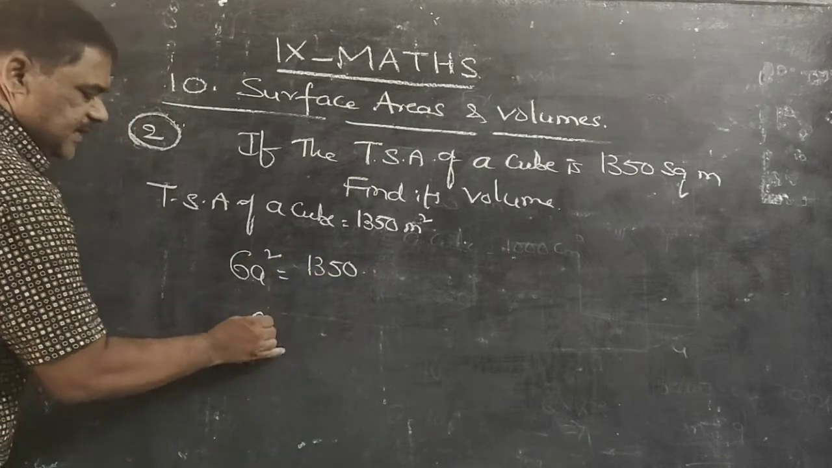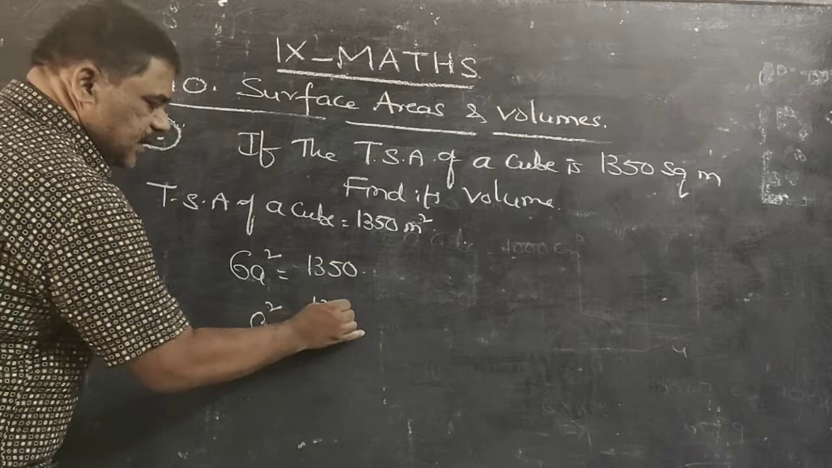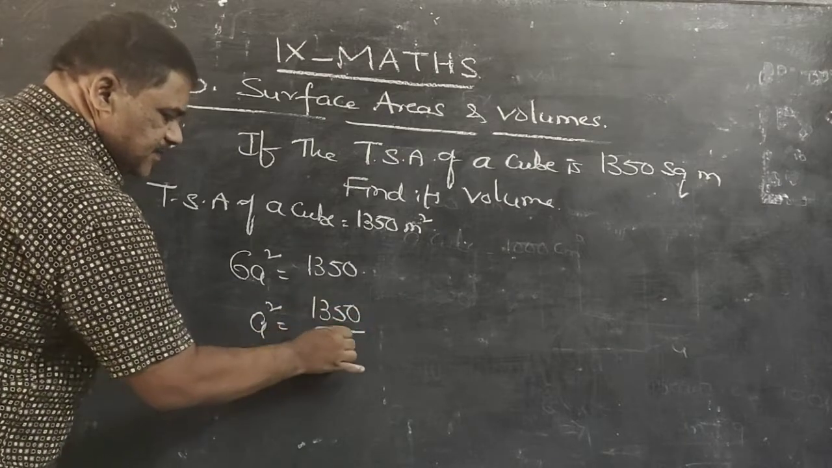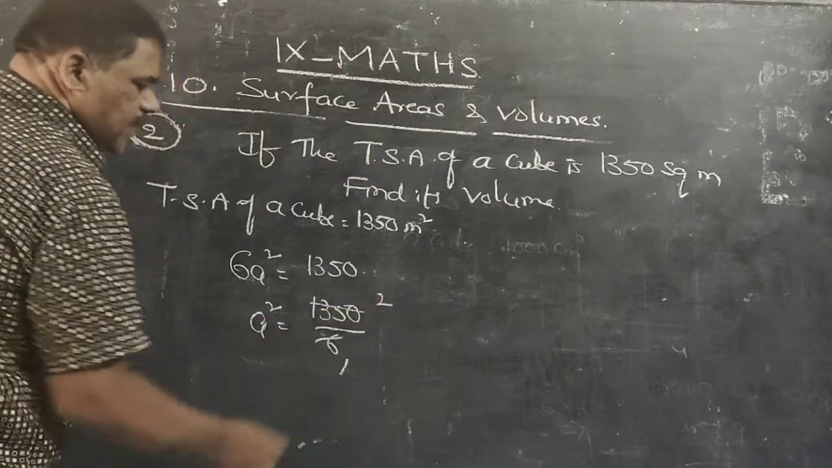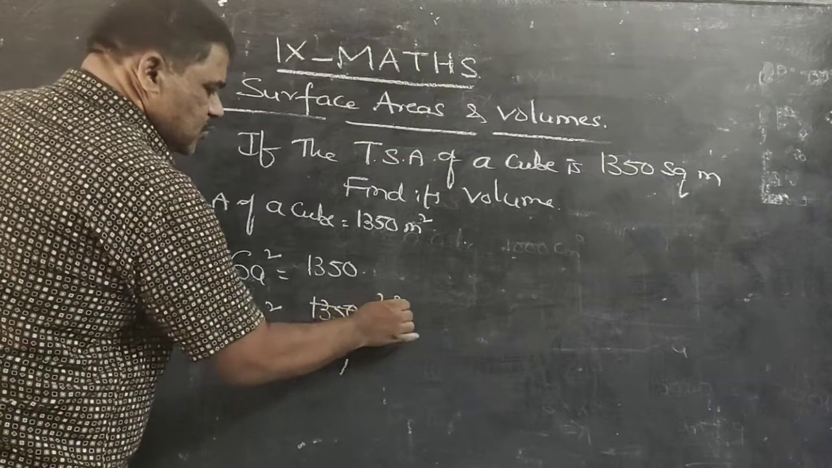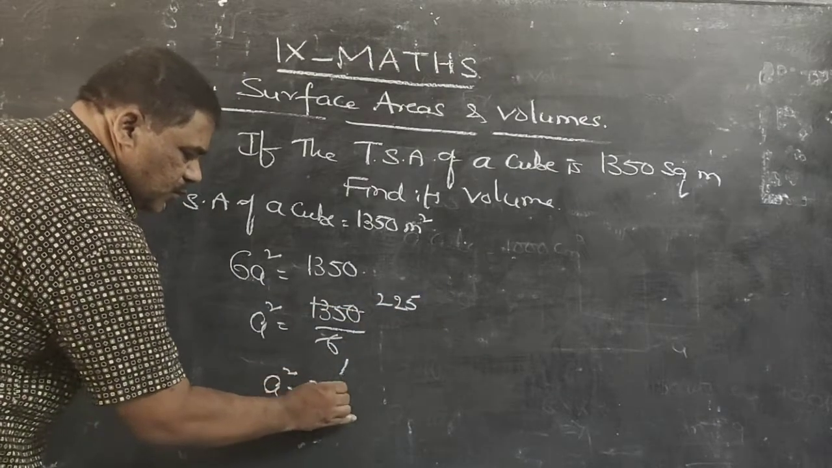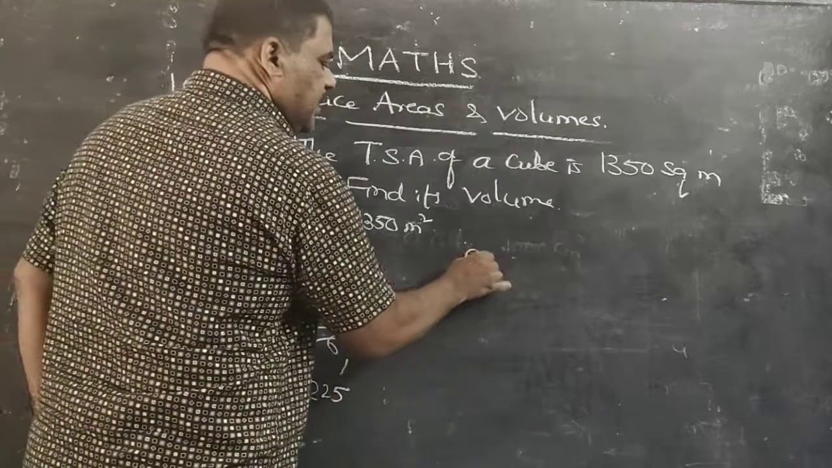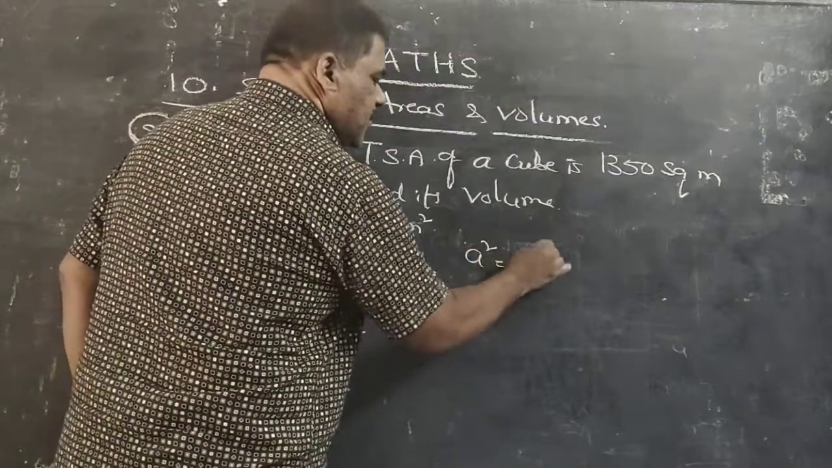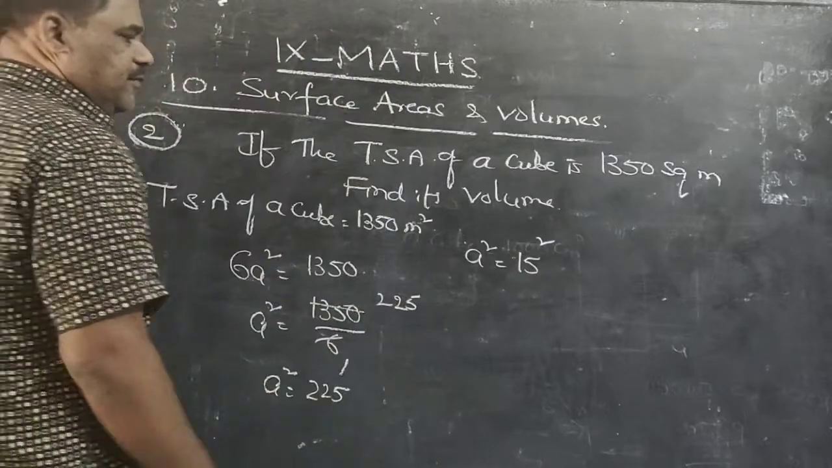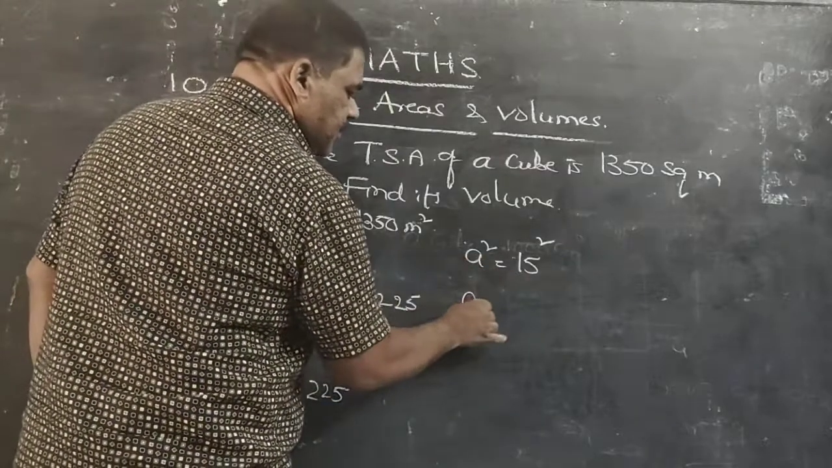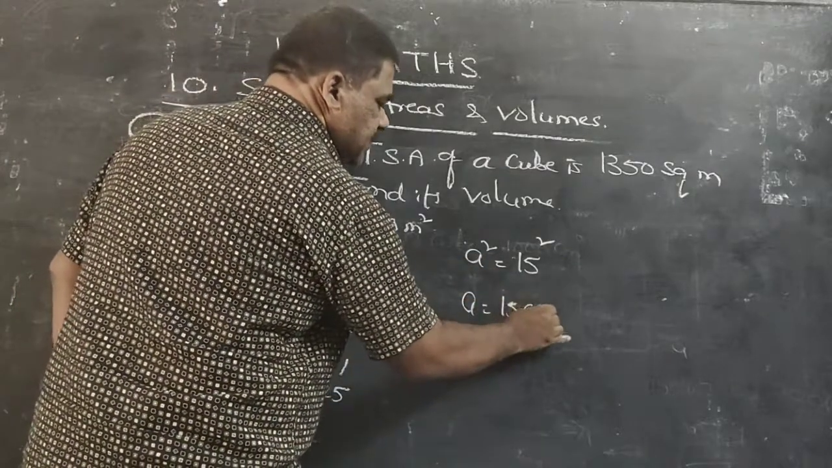Sending 6 that side, a square is equal to 1350 by 6. 6 2s are 12. Again 6 2s are 12, 6 5s are 30. So a square is equal to 225. 225 can be written as 15 square. 15 into 15 is 225. So if you compare, a value is 15 centimeters.